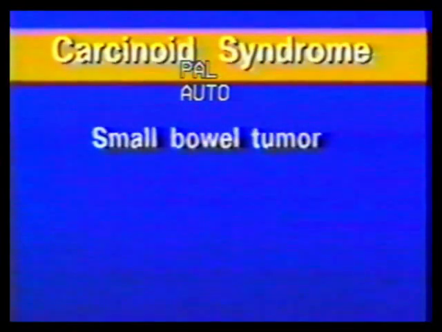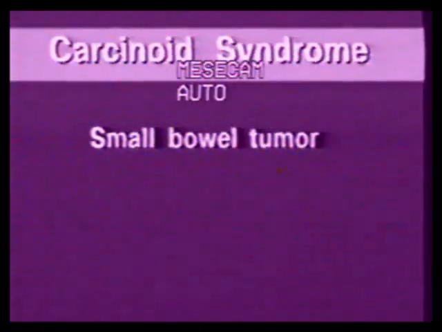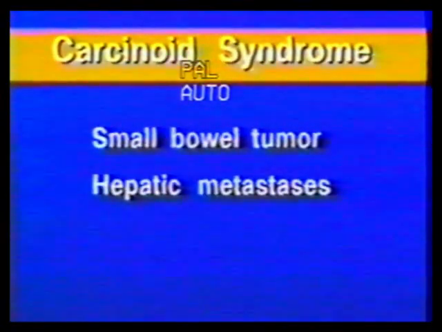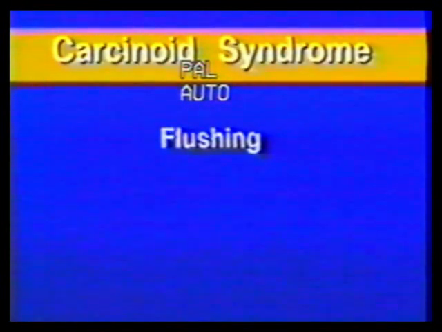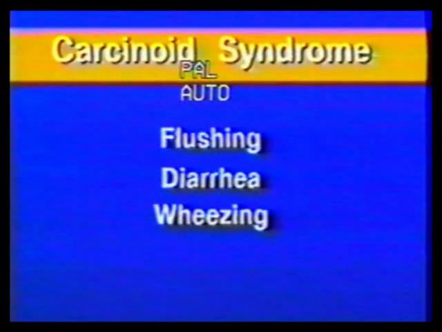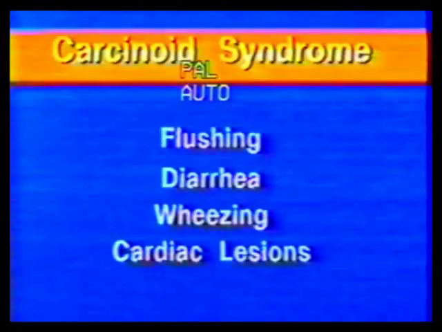The carcinoid syndrome most often occurs in the setting of a malignant carcinoid tumor in the small bowel with hepatic metastases. The liver metastases secrete serotonin and other mediators, unmetabolized, directly into the right heart, and these secretory products can cause flushing, diarrhea, wheezing, and cardiac lesions.